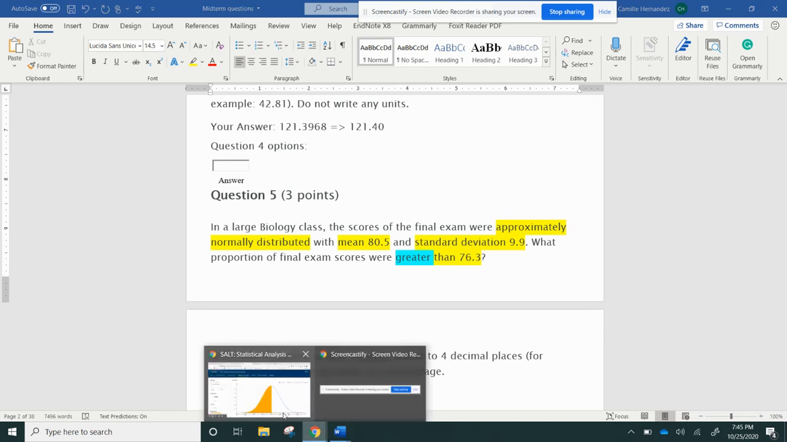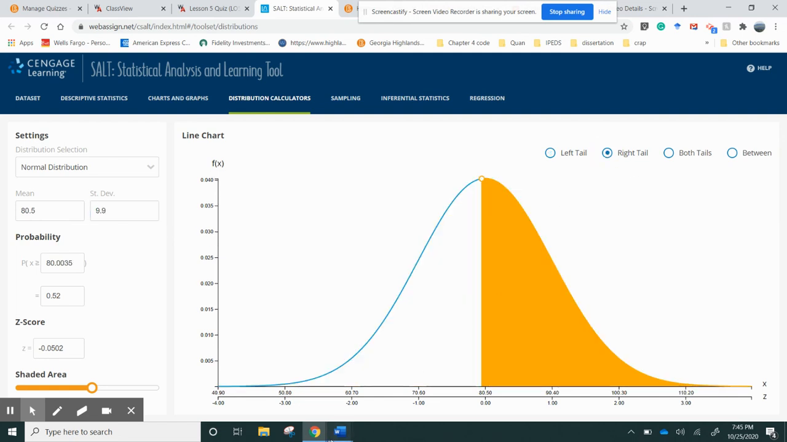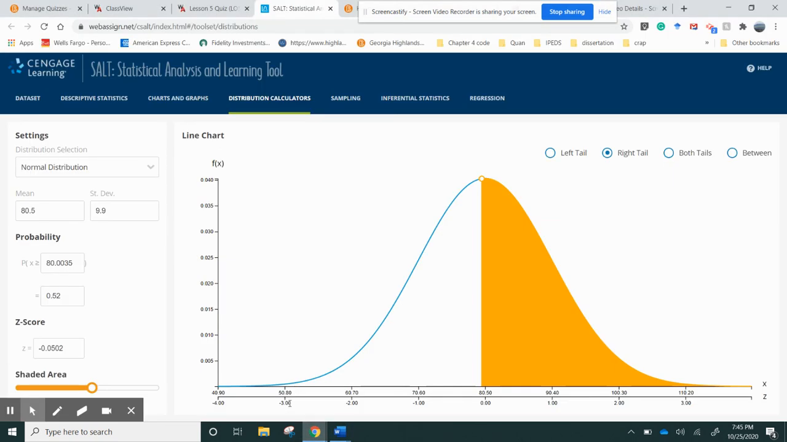So I'm going to go back to it. The mean was 80.5. And the standard deviation was 9.9. Okay. All right, and it said greater than, so I'm going to go right-tailed. And the reason I do that in blue is because it tells me the direction, and I have to do that in a different column. So it was greater than 76.3.